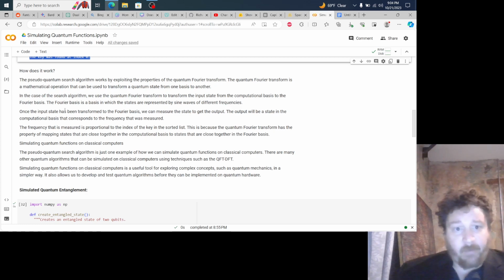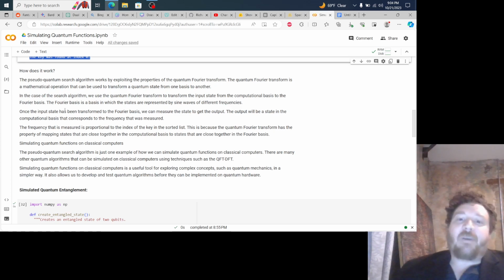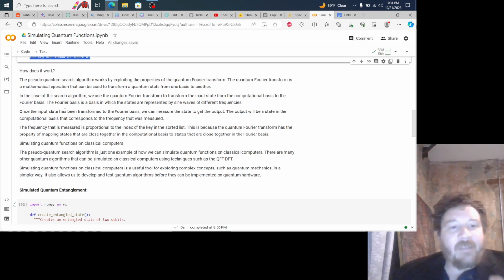The Fourier basis is a basis in which the states are represented by sine waves of different frequencies. Once the input state has been transformed to the Fourier basis, we can measure the state to get the output. The output will be a state in the computational basis that corresponds to the frequency that was measured. The frequency that's measured is proportional to the index of the key in the sorted list. This is because the quantum Fourier transform has the property of mapping states that are close together in the computational basis to states that are close together in the Fourier basis.